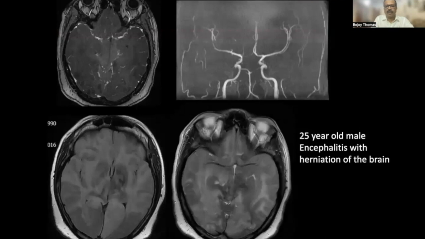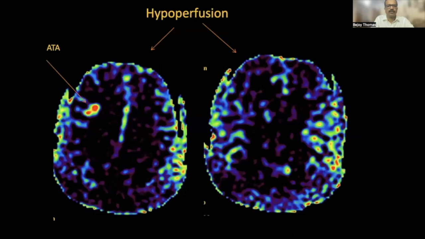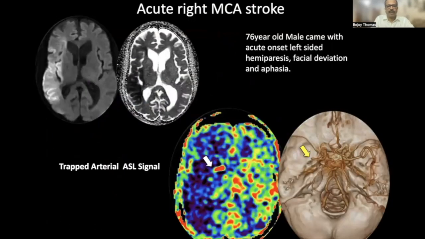In this 25-year-old male with encephalitis and herniation of the brain, there is a significant rise in intracranial pressure. There is significant delay in perfusion. When you are using the standard sequences, you can see apparent hyperperfusion. We are still seeing perfusion only in certain vessels, and this is the arterial transit time artifact. This artifact can be seen as trapped ASL signal.